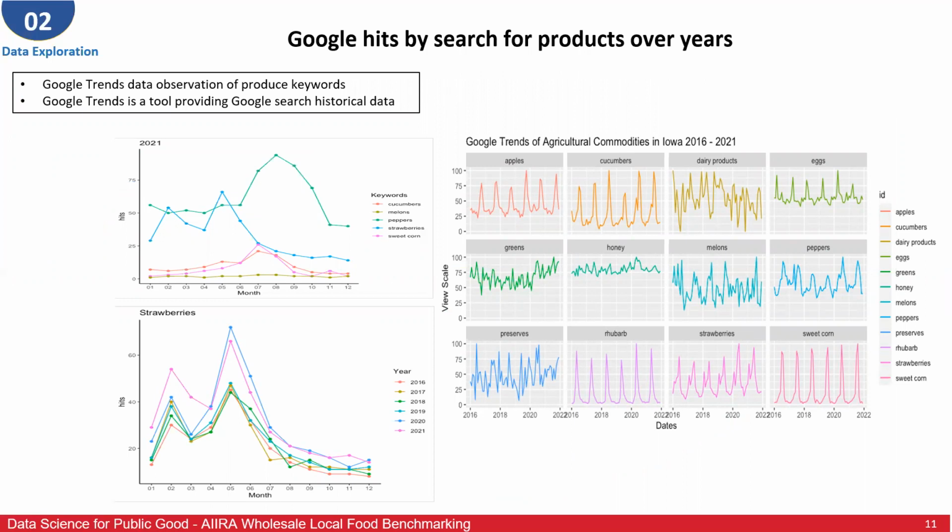For our data exploration process, we used Google Trends pretty heavily. We looked at Google hits by search keywords for products over multiple years. So in general, Google Trends is a data observation tool that can look at the popularity of certain keywords. How we used it was we looked at the keywords of certain agricultural commodities and looked at certain patterns of when those commodities are usually popular, or how popular they are in general.